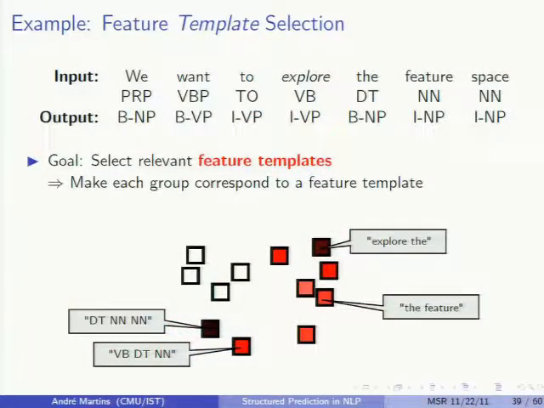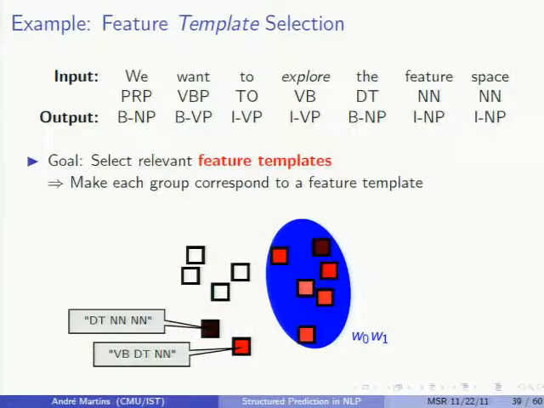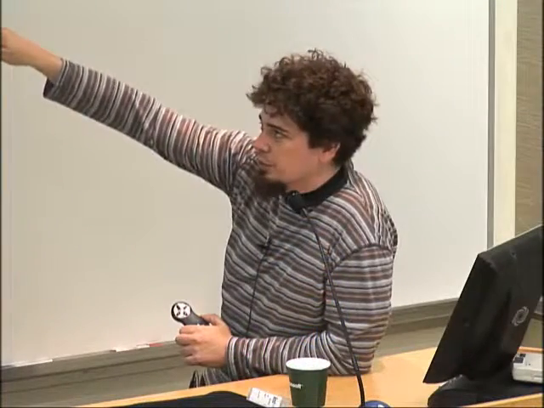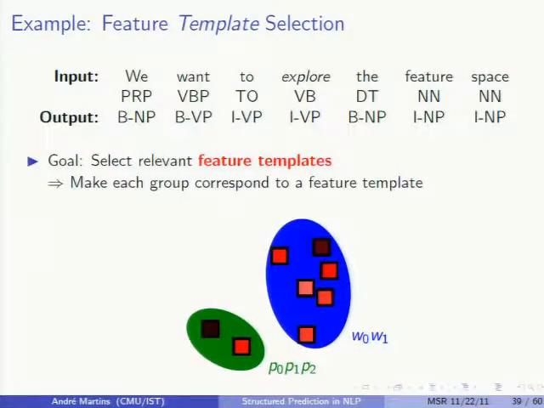And so you may want to select feature templates. To do that, we make each group correspond to a feature template. So you have a group for word bigrams and a group for part of speech trigrams. This notation means word at position 0, word at position 1. This is relative to where we are. And the same thing for the parts of speech. And you can have some other group there, which is going to be zeroed out if we apply these penalties. This is a choice of groups that will allow us to do feature template selection.